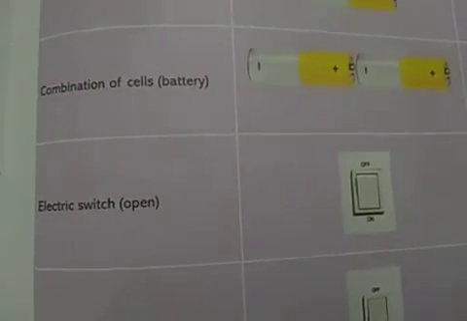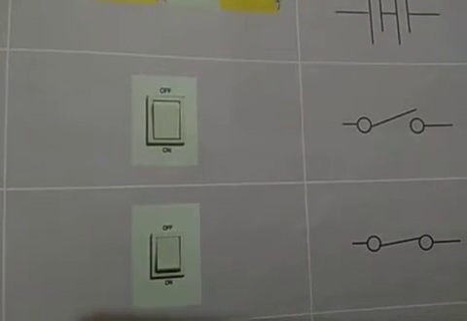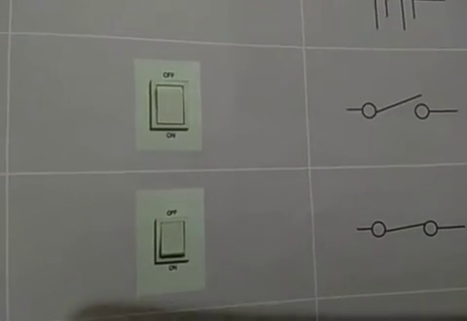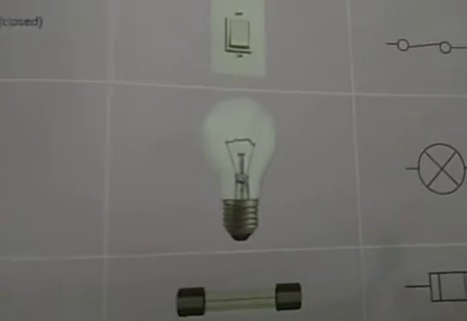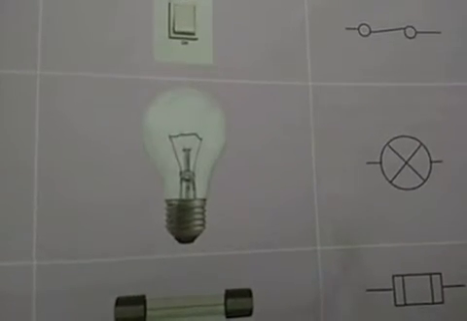Third one is the switch. That switch can be open or closed, meaning the switch can be on and off. If the switch is on, then it is represented by that symbol, and if it is off, then it is represented by the other symbol. Next is the electrical bulb. Bulb is the source that ensures the flow of current in the circuit. It is represented by a big cross inside the circle.